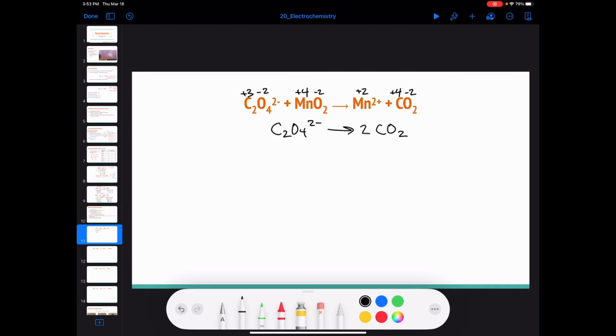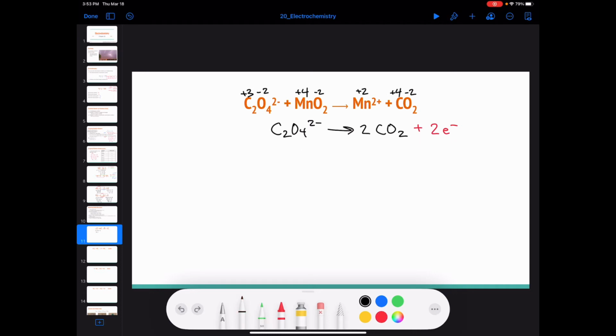But our next step is we need to balance the charges. So notice that we have a -2 charge on the left-hand side. So we're going to need a -2 charge on the right-hand side. It's currently neutral, right? There's no charge there. So what we're going to do is we're going to go ahead and add 2 electrons to this. So that gives us a total of a -2 charge on the left, -2 charge on the right.